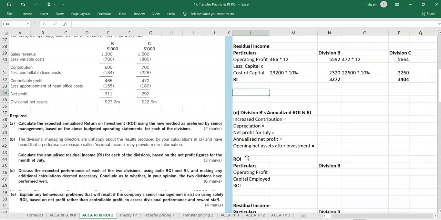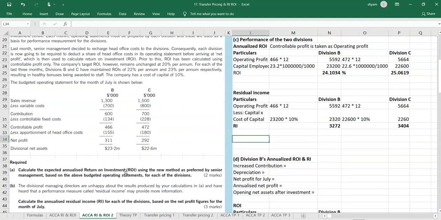So there seems to be a discussion question also here. Conclude as to whether, in your opinion, the two divisions have performed well. That's what he simply asks us. So comment. In terms of ROI, let's see how the divisions have performed. The divisions have performed really well, 24% and 25%. And compared to the last 3 months, they have improved. Actually, they have moved from 22% to 24% and 23 to 25%. So first we'll put like that.